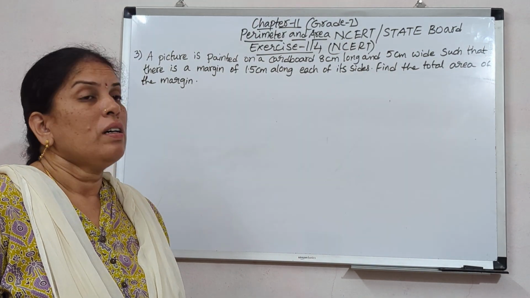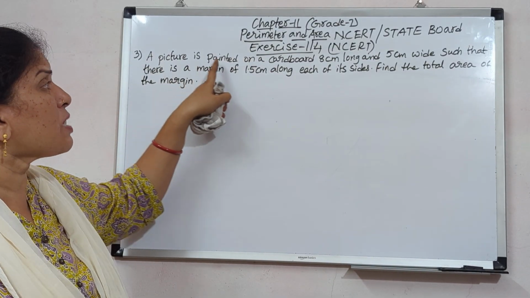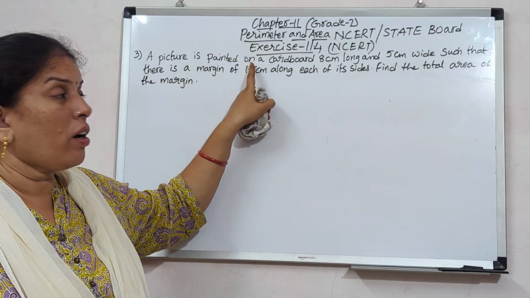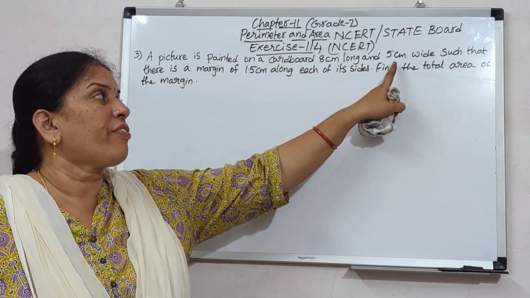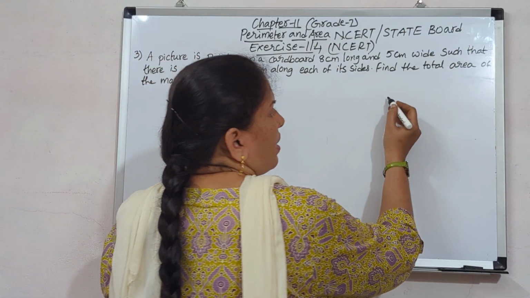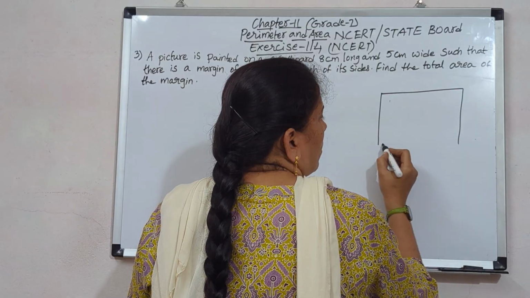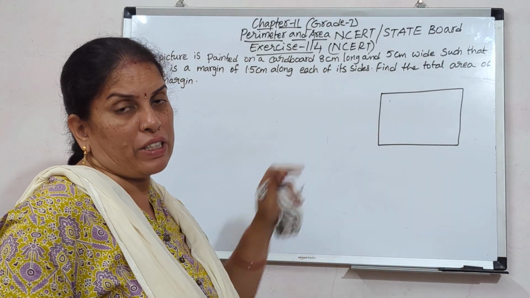Welcome back, ma. See, in the third question they have given a picture is painted. A picture is painted on what? On a cardboard of 8 centimeters long and 5 centimeters wide. See here, think of this as a cardboard. This is a cardboard. In this cardboard they painted a picture.